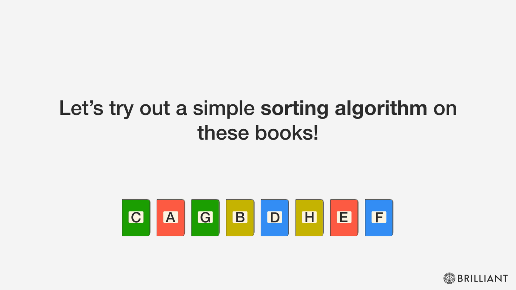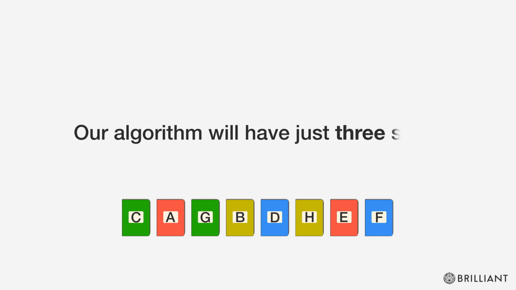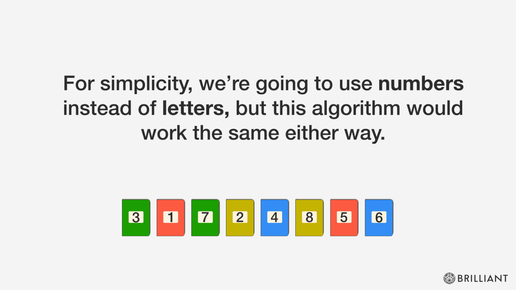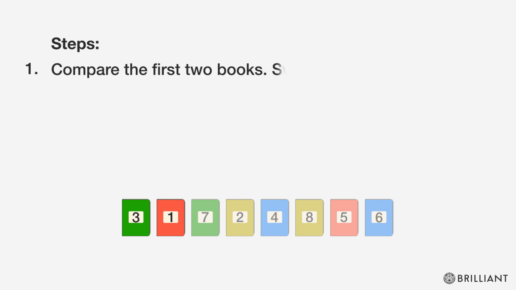Let's try out a simple sorting algorithm on these books. Our algorithm will have just three steps. For simplicity, we're going to use numbers instead of letters, but this algorithm would work the same either way.